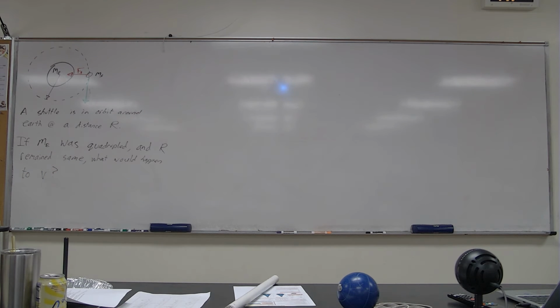And when I say what might happen to V, we're not actually going to get a numerical answer for this, but we're going to get an answer as a fraction, an answer in terms of our original speed. So a shuttle is in orbit around the Earth or any other planet, it doesn't have to be Earth, at a distance r. If the mass of the Earth was quadrupled and r remained the same, what would happen to V? Intuitively, what do you think would happen? Would it speed up, slow down, or stay the same speed? If the mass of the Earth suddenly increased by a factor of 4.